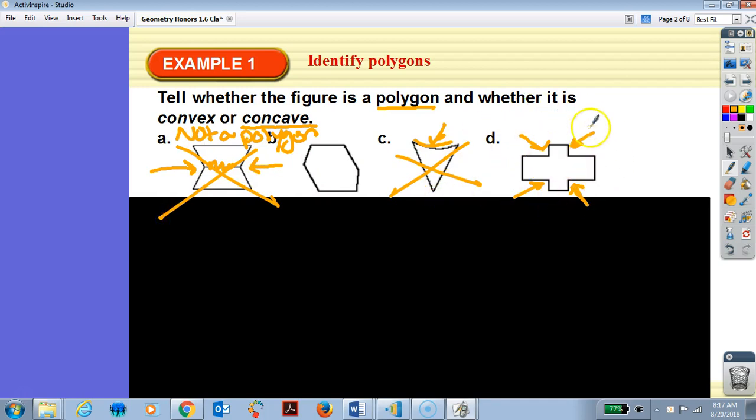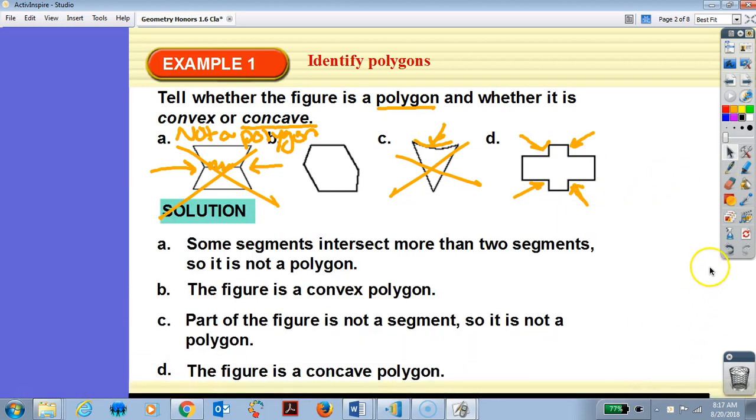How about this one? Is this a polygon? Yes, and it's a what? Concave polygon. How many sides? 1, 2, 3, 4, 5, 6, 7, 8, 9, 10, 11, 12. 12 sides. It's a dodecagon. Are you guys okay with that? So no segments on the inside, no curved sides. It has to be a closed figure.